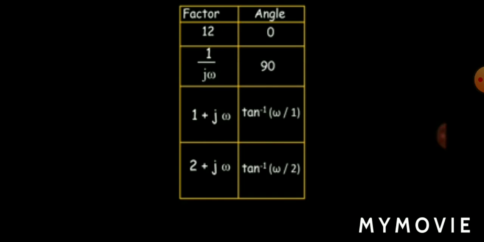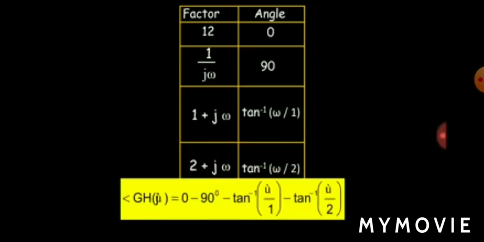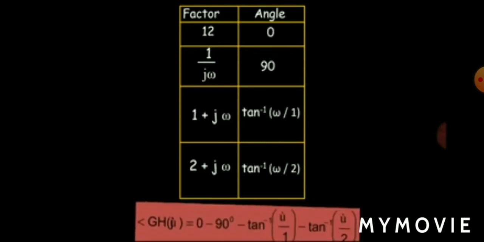The same table we use in the Bode phase angle plot. These factors, 1 by j omega, 1 plus j omega, and 2 plus j omega, are in the denominator part, so the sign will be changed, as we apply in the phase angle plot. So the phase angle of G(s) equals minus 90 minus tan inverse of omega by 1 minus tan inverse of omega by 2.